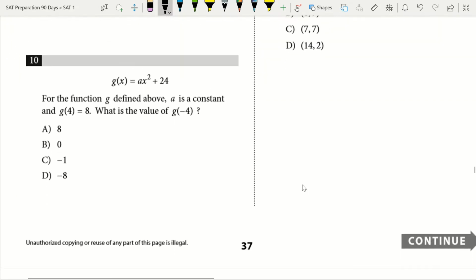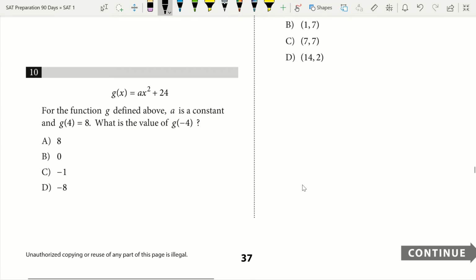Okay, I see 10's right here. For the function g defined above, a is a constant and g of 4 is 8. What's the value of g of negative 4? Okay, well, I see my x term is squared, so 4 squared is 16. Negative 4 squared is also 16. So then g of 4 is going to equal the same as g of negative 4, and it says that g of 4 is equal to 8, so g of negative 4 is also equal to 8. So answer is going to be A for number 10.